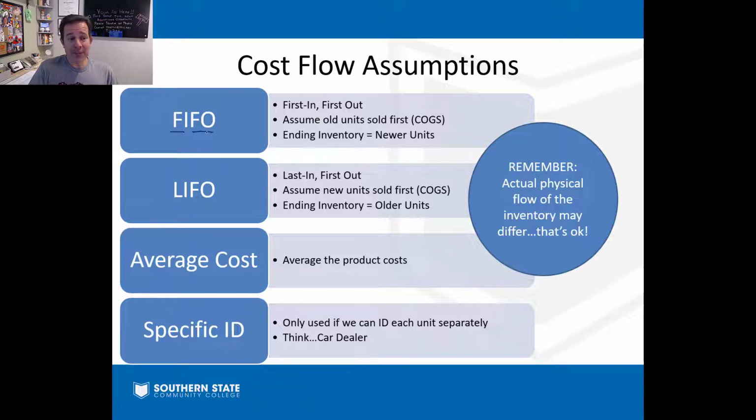LIFO is the opposite. Last in, first out. We're assuming the new units that we just bought are the ones that are sold first. So our cost of goods sold is going to be the new units that we bought, not the older ones. The ending inventory is going to be the older units. So we have FIFO and LIFO. We also have average cost, where every time we buy something for inventory, we're creating a new average cost of inventory. And then we have specific identification.